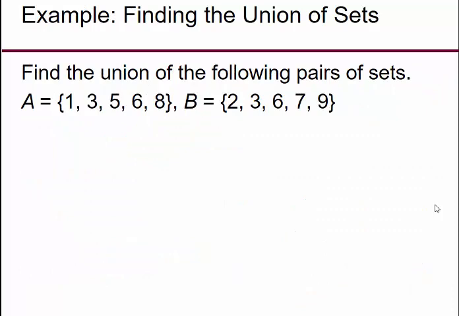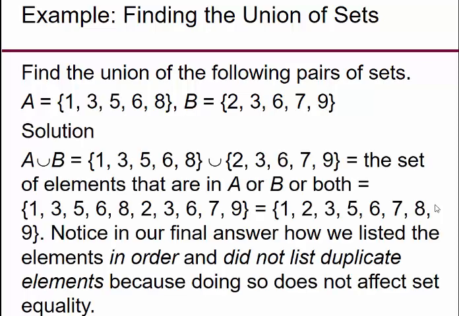So here we have an example. We're going to find the union of the following pair of sets. A is the set that contains the numbers 1, 3, 5, 6, and 8. B is the set that contains 2, 3, 6, 7, and 9. So the union of these two sets, as you can see, is 1, 2, 3, 5, 6, 7, 8, 9. Notice in the final answer how we listed the elements in order and did not list duplicate elements, because doing so does not affect set equality or the cardinal number of sets.